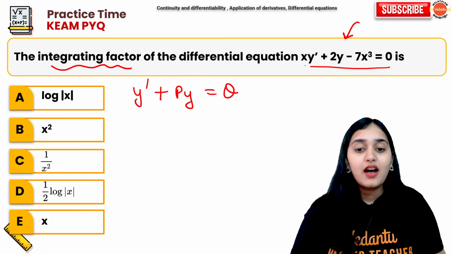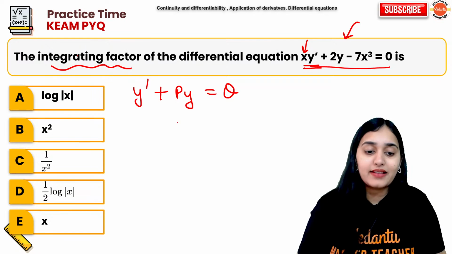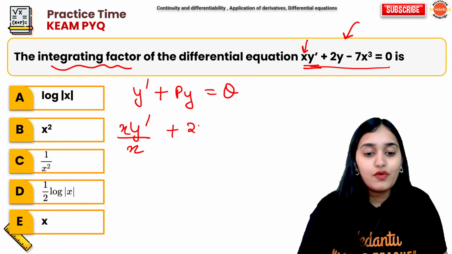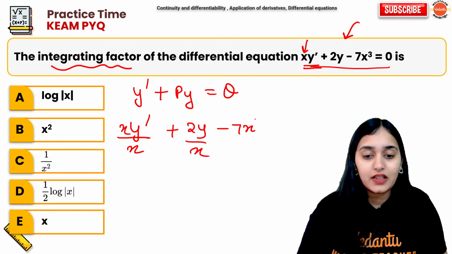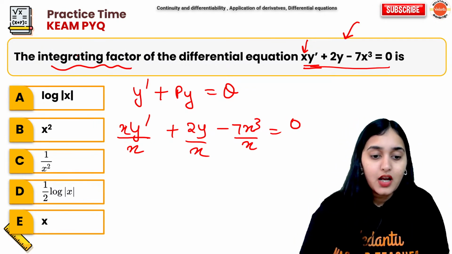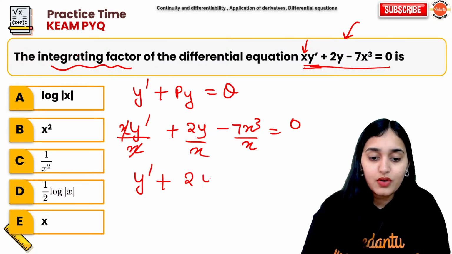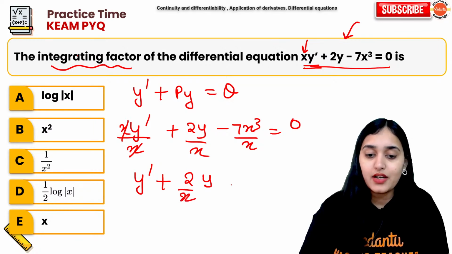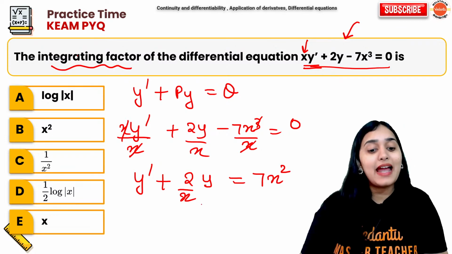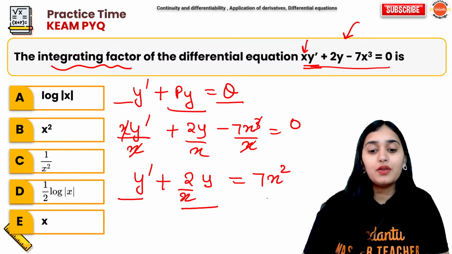So first is, with y dash nothing should be there, x should not be there. So I will divide it by x. So xy dash divided by x, 2y divided by x, minus 7x cube divided by x equals 0. I will divide the entire equation by x. So here x cancel, we'll have y dash plus 2 by x into y is equal to 7x square. Now is this in standard form? Y dash plus py is equal to q.